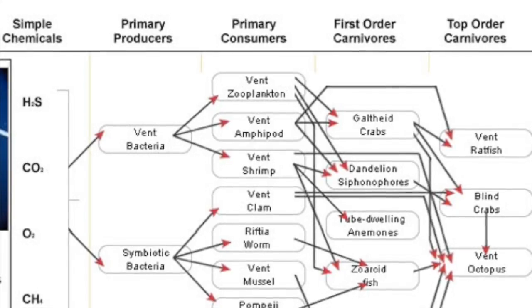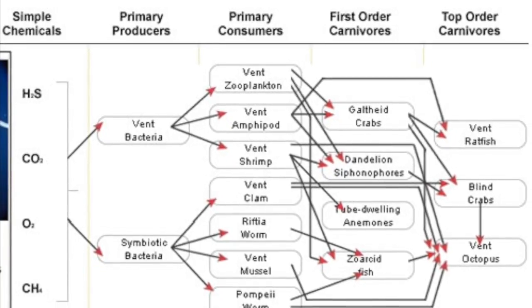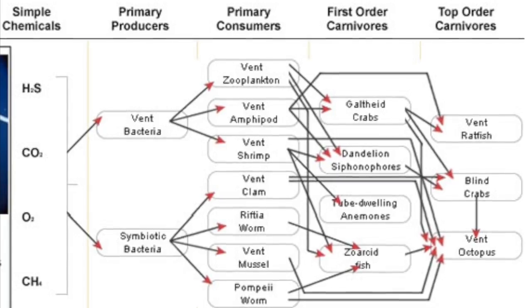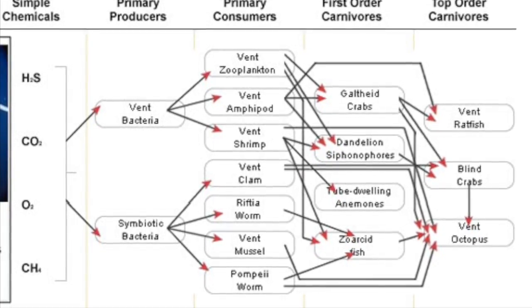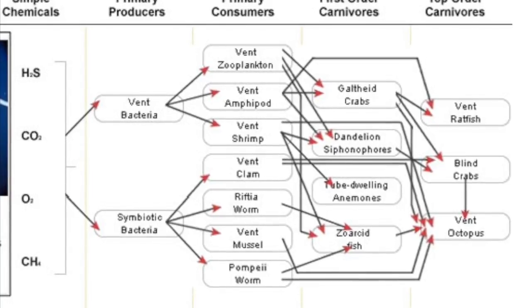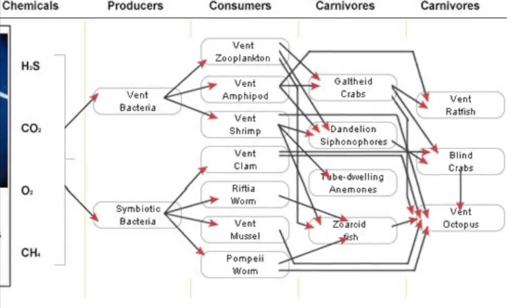With that, the primary consumers are the vent bacteria and the symbiotic bacteria, which are then consumed by the primary consumers of vent zooplankton, vent amphipod, vent shrimp, vent clam, raphia worm, vent mussel, and Pompeii worms. You can then see how this diagram of a food web extends into the secondary consumers and the tertiary consumers.